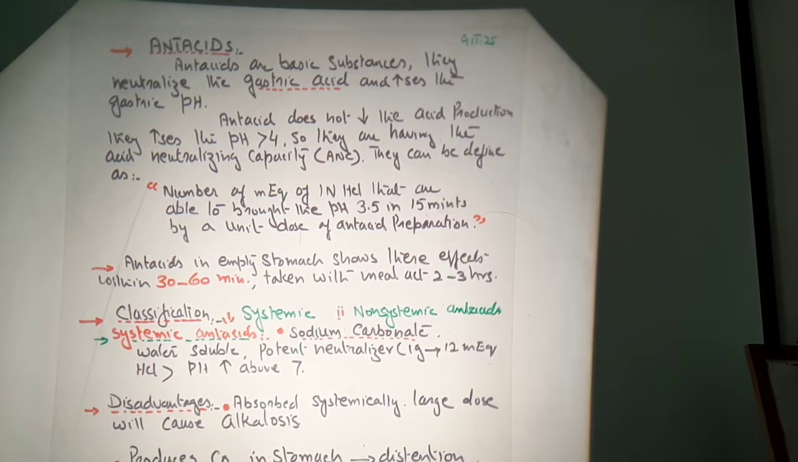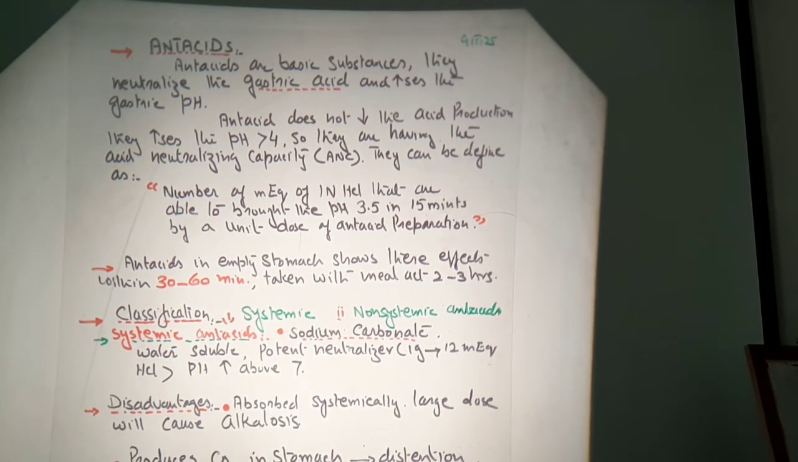This is a continuation of the lecture I delivered yesterday on drugs acting on the GIT. Now the second heading is the antacids. Antacids are basic substances. They neutralize the gastric acid and increase the gastric pH.